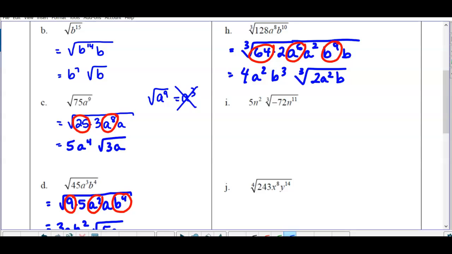In I, we've got a coefficient, so 5n squared, and then cube root. So 72, what goes into 72? So 2 goes into that, 36. So 8 goes into that 9 times. So that'll be negative 8. Oops. I'm just going to fix that.